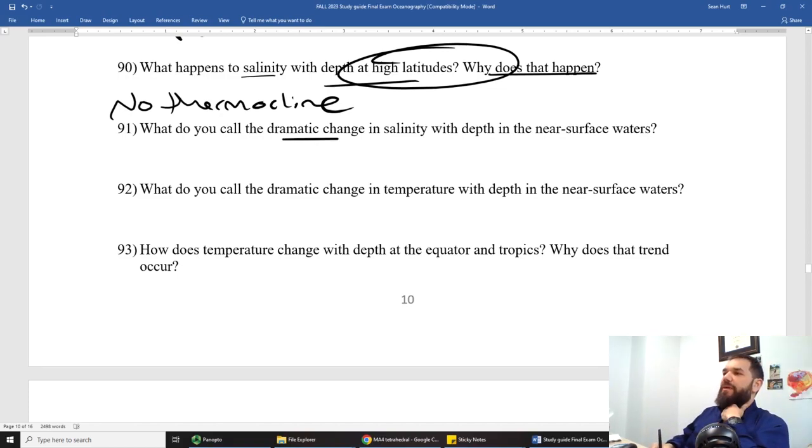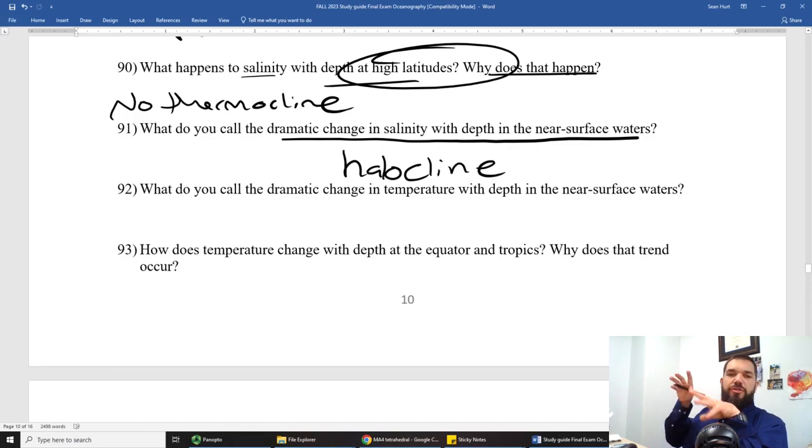Now, what do you call that dramatic change in salinity with depth in near surface waters? Just like the thermocline for temperature, we have the halocline for salinity. So usually you have this really dramatic change in salinity as you go down, but it kind of depends where you are on Earth. But usually you have a very dramatic change in the salinity as you go down to the depths.